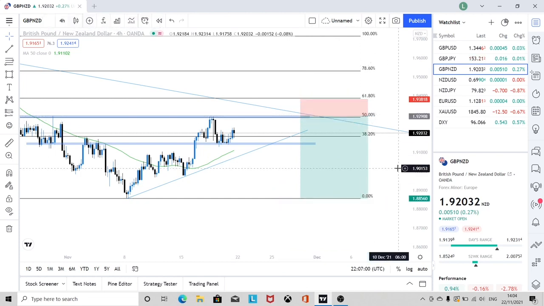So I'm looking for it to break this consolidation. Hopefully we can get that. We'll just have to see.